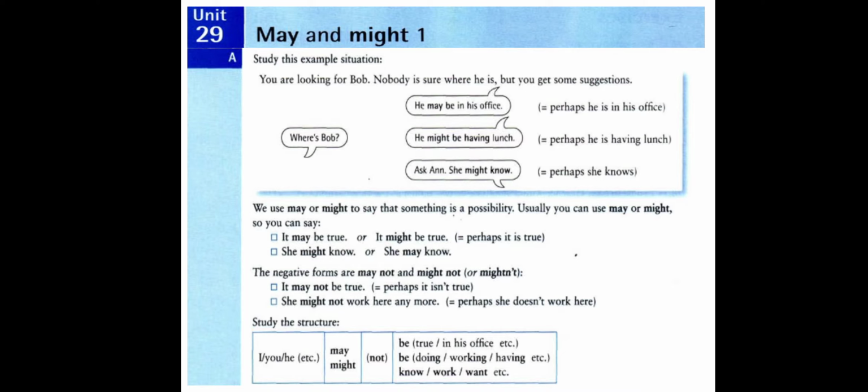So to conclude, for the structure, we use may and might followed by the base form to express possibility or probability now or in the future. And if it is negative, we add not after may and might. So it becomes like this. I may be in his office or in my office. You may be doing work.